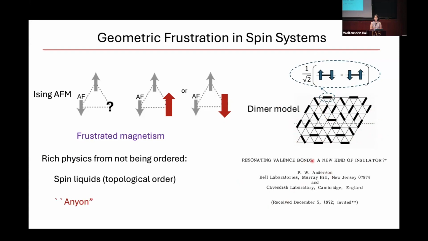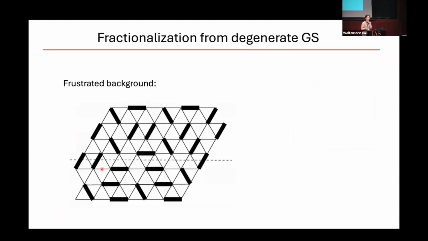It's long been actively pursued that this sort of route can lead to rich physics from many configurations, none of them having a definite outcome that is ordered. You can have spin liquid ground states, and you can have anyons or fractionalization. So how would having degenerate ground states or many configuration possibilities lead to fractionalization?